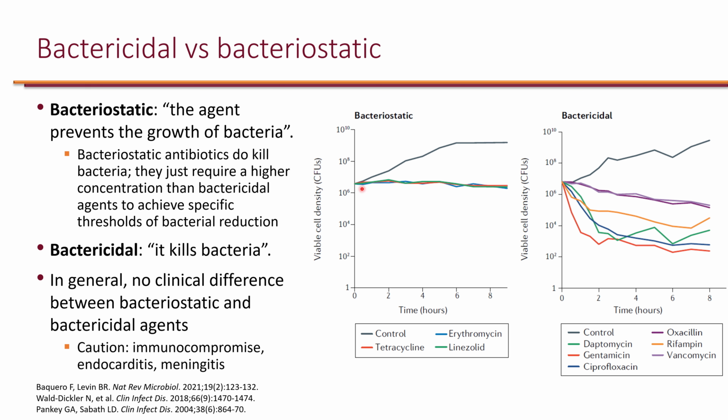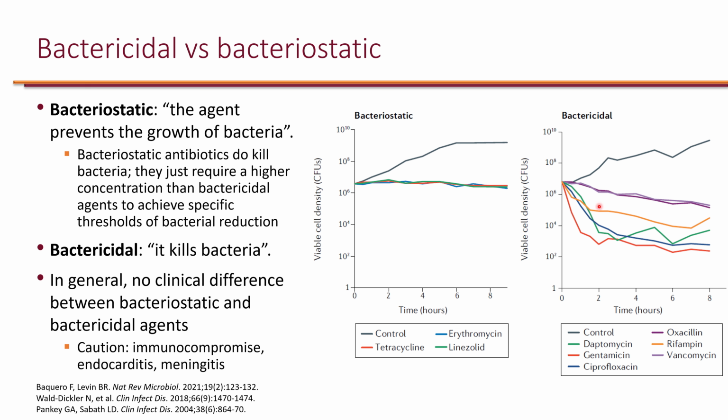And if you give antibiotics, it will essentially prevent the growth. So what bacteriostatic means, and some examples include tetracycline, erythromycin, and linezolid. If you give any of these bacteriostatic agents, it will essentially prevent the growth, okay? So it's essentially preventing the growth.